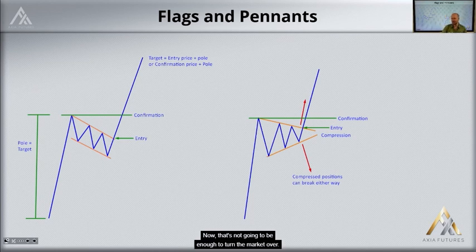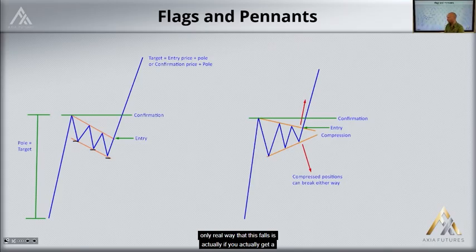Now that's not going to be enough to turn the market over, because there's going to be just as many people looking at this move and thinking, great, we've now moved higher. I can buy. The market has now shown direction and they can start to buy. And so this is what creates the kind of support as the market pulls back. People are buying as it dips to get onto the next leg of the move. So they kind of cancel each other out.